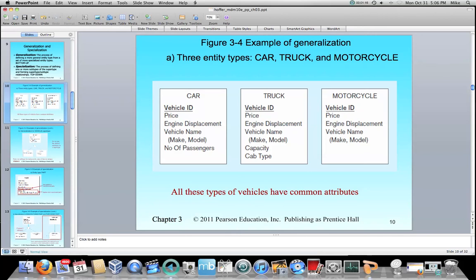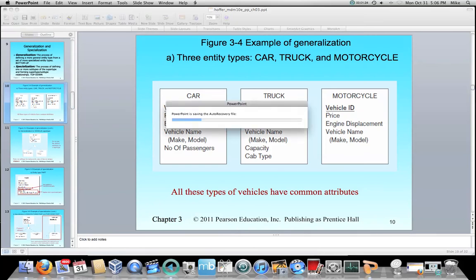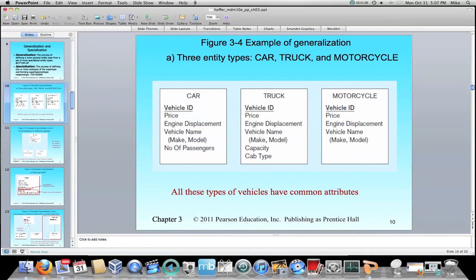So when we get to slide 10, we're looking at the example of generalization. So here again is the bottom up. We've got our three entities: car, truck, and motorcycle. Realize that car, truck, and motorcycle all share vehicle ID, price, engine displacement, and vehicle name made up of make and model. So when you see that you've got three entities that all share the same attributes, this is when you realize that maybe I should be creating a supertype.